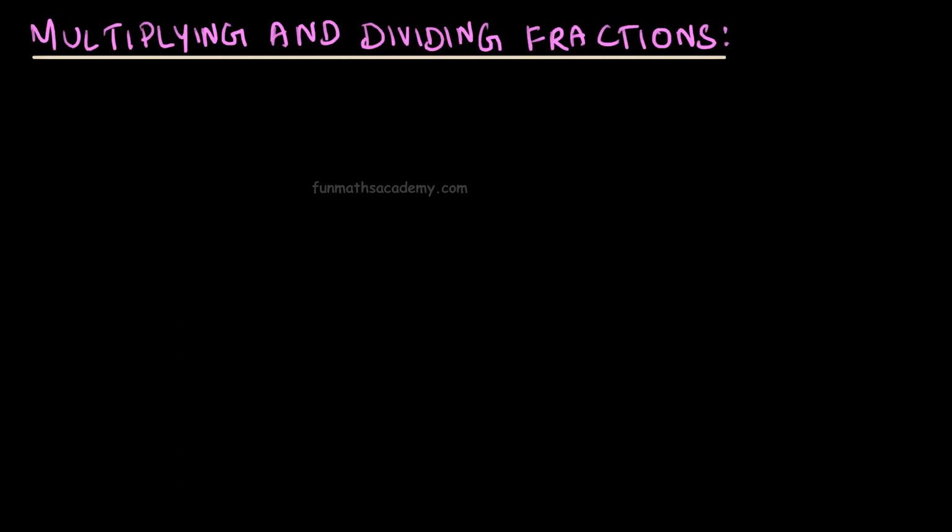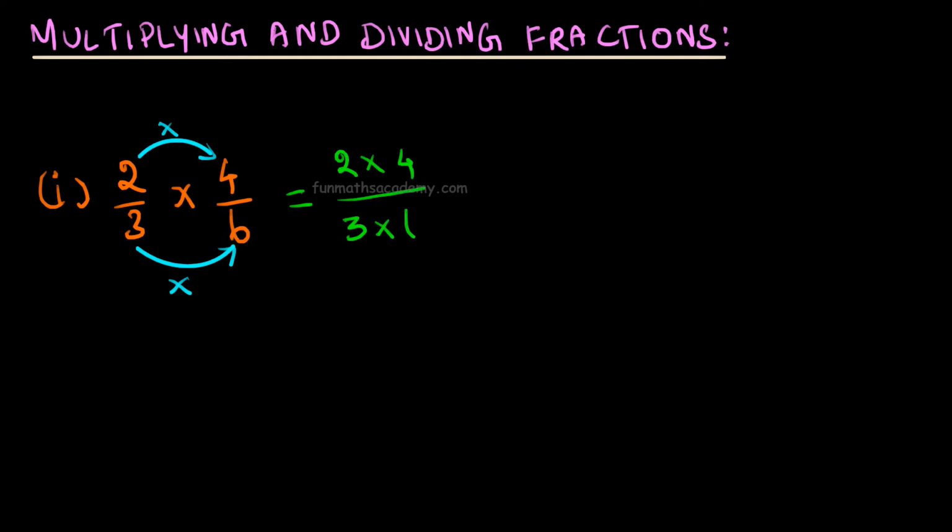Before we begin, let us recall multiplication and division on fractions. Suppose we multiply 2 upon 3 and 4 upon 6. We have to multiply the numerators and denominators separately. The product of the numerators, that is 2 times 4, is equal to 8, and the product of the denominators, that is 3 times 6, is equal to 18. And so the answer becomes 8 upon 18.